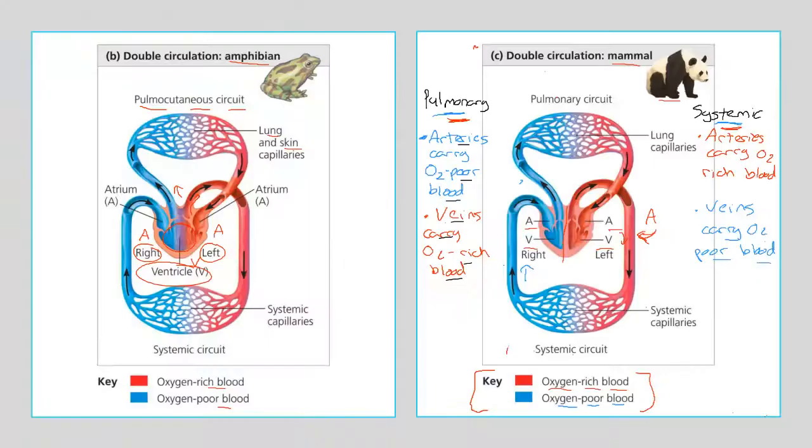And we go over here just as a reference. I'm going to use my little hand. This is the left part of the heart. Yes, it's going to receive oxygen-rich blood, and it's going to send out oxygen-rich blood, right?